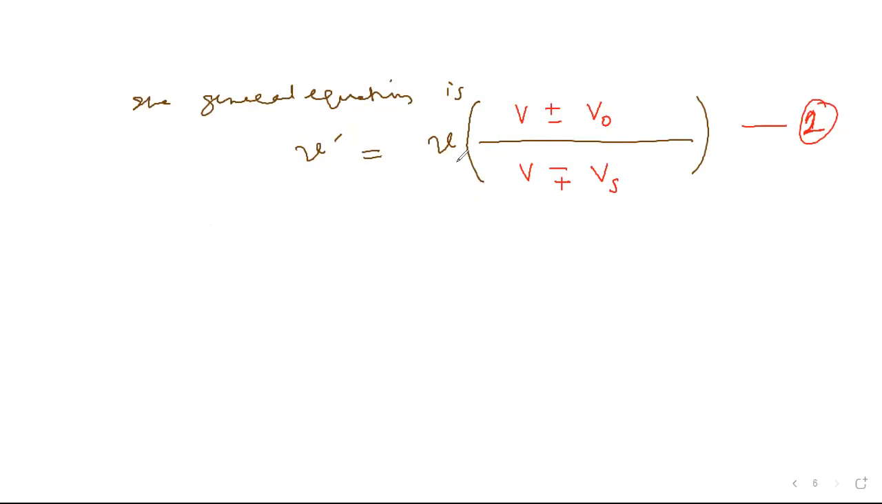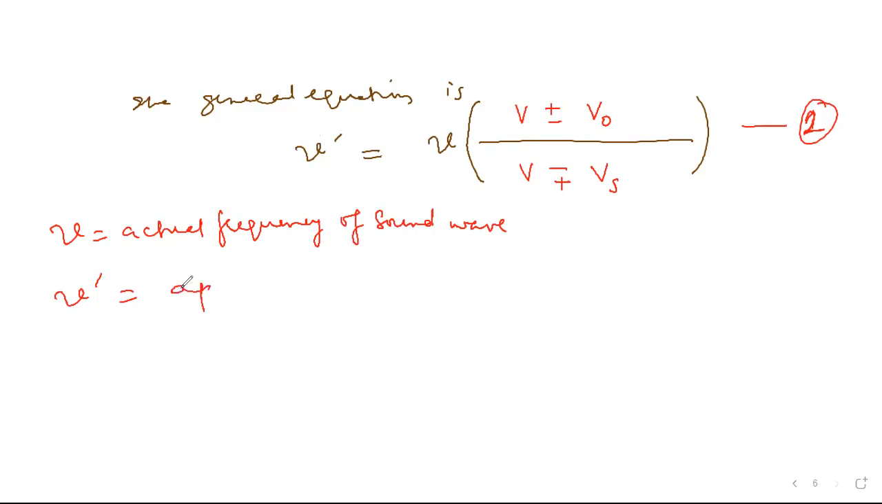What is nu? Nu is called the actual frequency of the sound wave. What is nu prime? It is the frequency which is heard by the listener or observer. So it is called in most books the apparent frequency of the sound wave. So nu prime is the apparent frequency of the sound wave, and nu is the actual frequency of the sound wave.